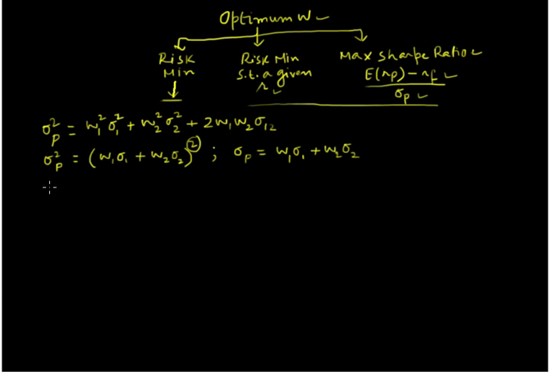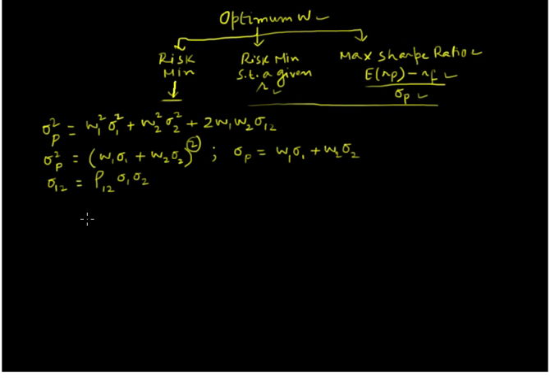We also know the relationship between the covariance of returns and the correlation coefficient. Let me write it here just in case. Covariance between 1 and 2 can be written as the correlation between the returns of the two assets times the product of their respective standard deviations.